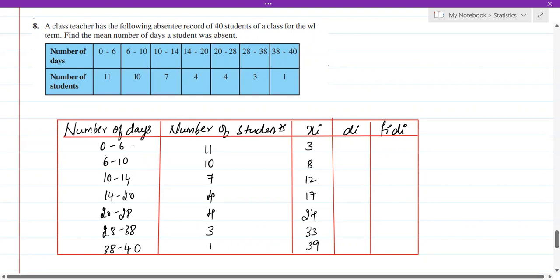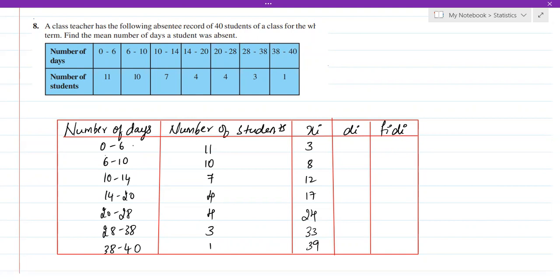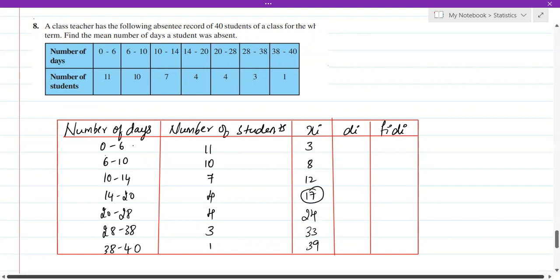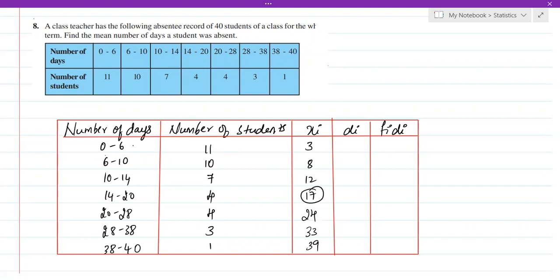Okay, now let's find di. The middle value will become 17. So the assumed mean a will be equal to 17. Okay, a value 17. Let's subtract it. 3 minus 17 is minus 14. 8 minus 17 becomes minus 9, minus 5, 0, 7, 16, 22. Okay, so this is what we get.